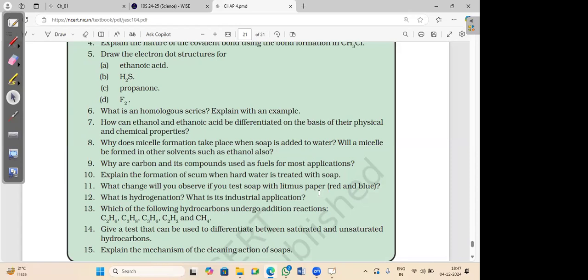What is hydrogenation and what is its industrial application? So what is hydrogenation? Can anyone explain what is hydrogenation? The addition of hydrogen to the unsaturated hydrocarbons is called hydrogenation. To make it saturated. Yeah, make it saturated. Okay. What is its industrial application? It is used in the hydrogenation of vegetable oils to produce dalda.